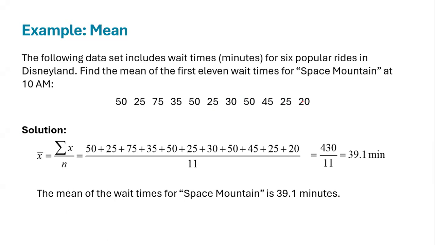So just add them, divide by 11, and it gives us 39.1 minutes, which is the mean value of this data set. And these numbers are coming from a sample, because the question says that the following data set includes wait times for some popular rides in Disneyland. So just a few numbers, not all of the numbers. Since we have only a few numbers, that means we have a sample out of the population. So that's why we show it by x bar.